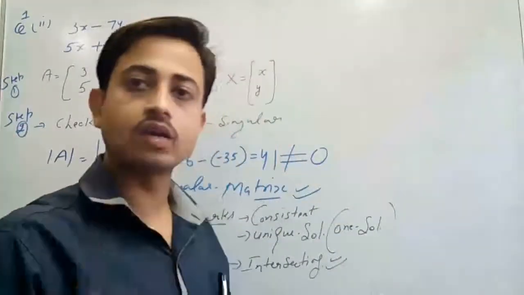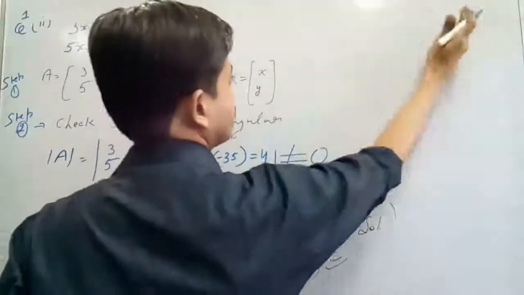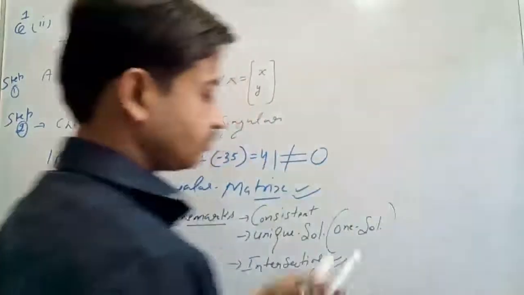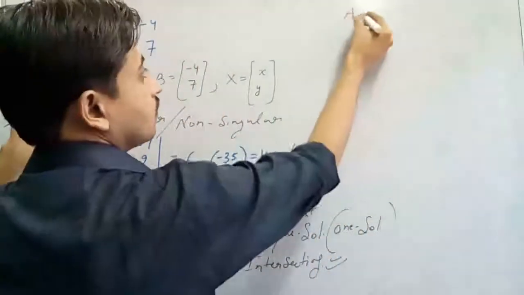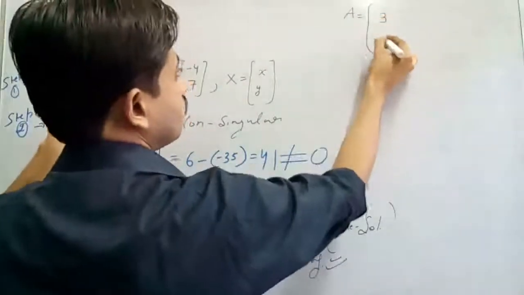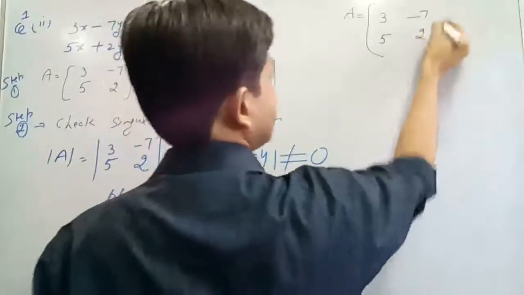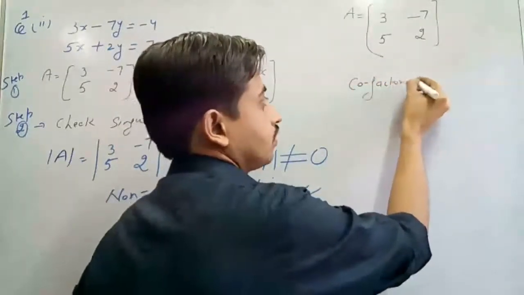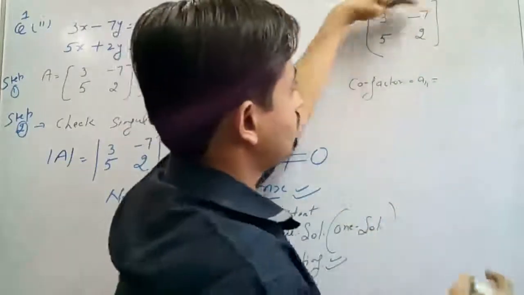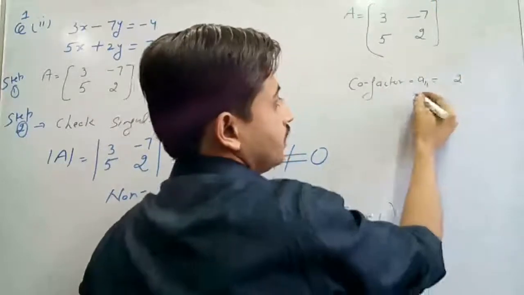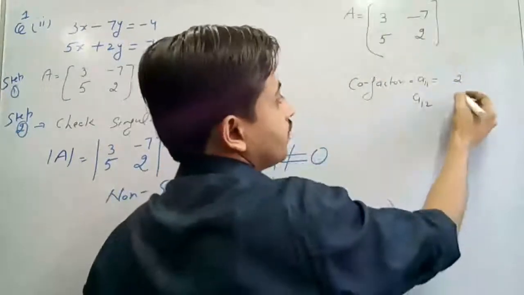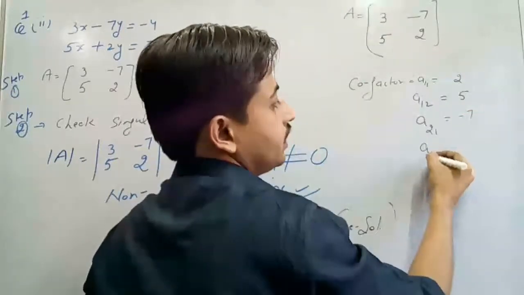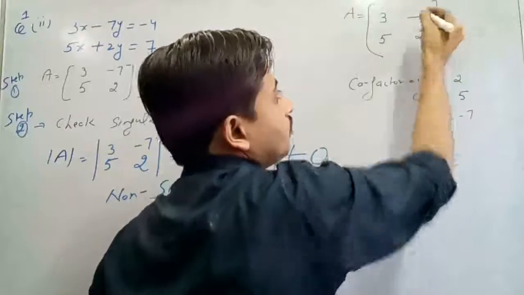First we have to find out the A inverse. What is A? A is 3, 5, minus 7 and 2, arranged as rows. First we have to calculate the cofactor matrix. Cofactor of A11 is what? You cut the first row and first column, you get 2. A12: cut first row and second column, we get 5. A21: cut second row and first column, we get minus 7. And A22: second row and second column, we get 3.